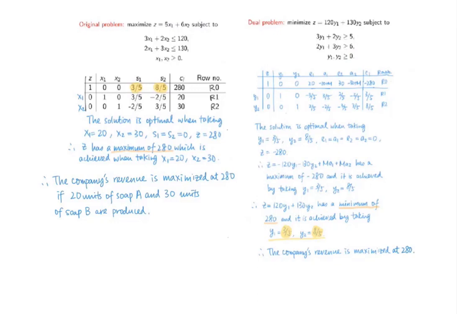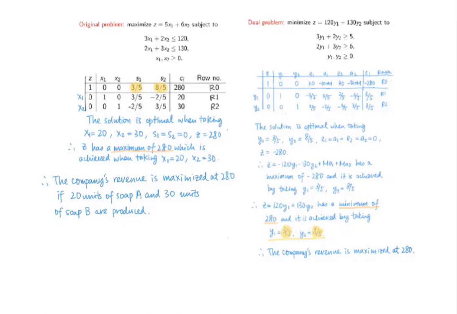We have already solved these two problems in the previous video. The following are the solutions we obtained after solving the original problem and the dual problem. For the original problem, we obtained that z has a maximum value of 280 when taking x1 equals 20 and x2 equals 30. Therefore, it means that the company's revenue is maximized at 280 euro if 20 units of soap A and 30 units of soap B are produced.